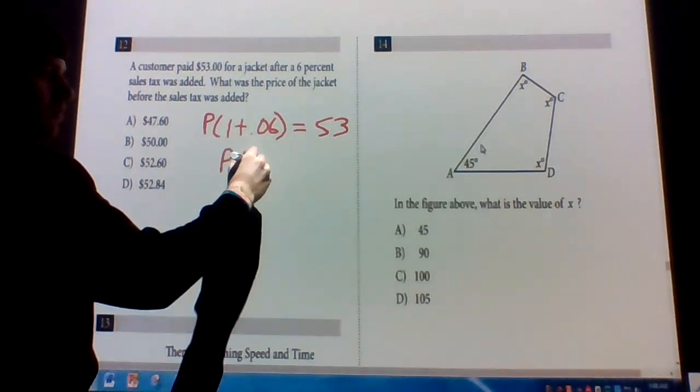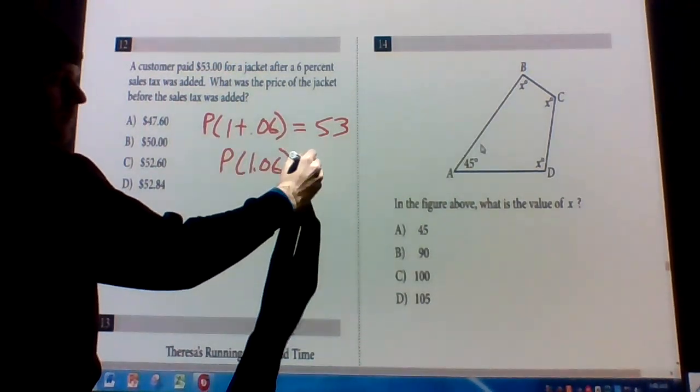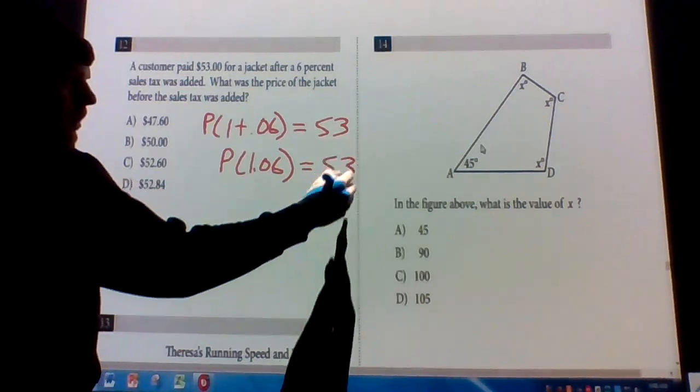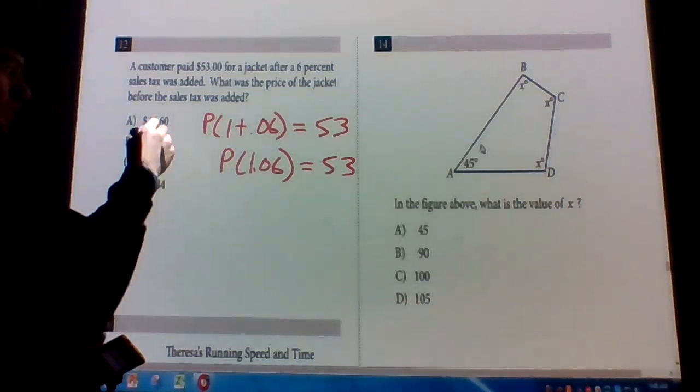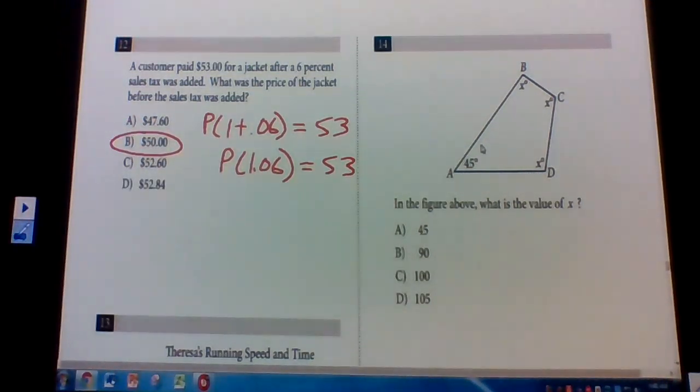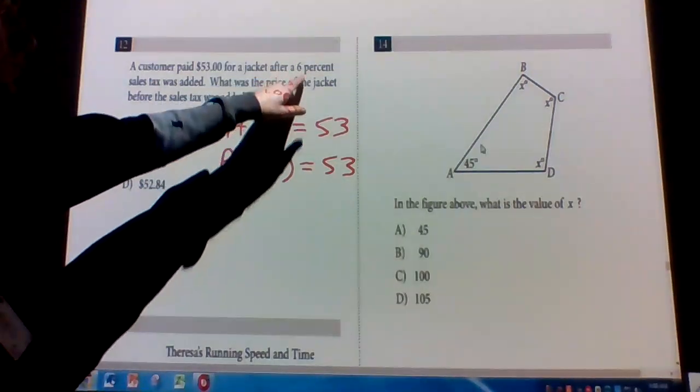So it's going to be 1.06 times the original price equals the new price. So then we just divide 53 by 1.06 and you get $50. The original price was $50. Yes. Okay, so 6% is 0.06.